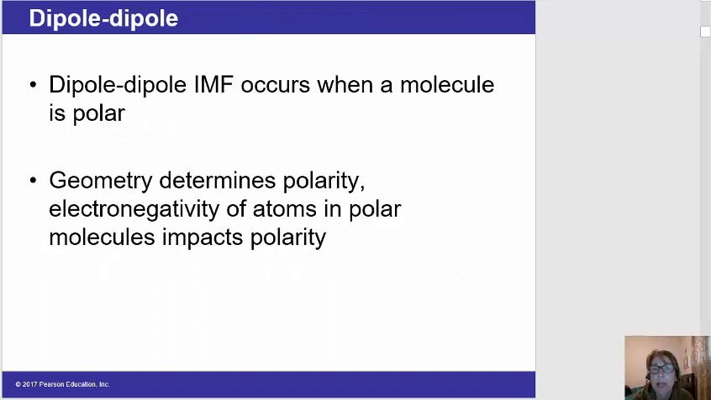The next strongest force is dipole-dipole, and that occurs whenever a molecule is polar. So if we remember back from our VSEPR days, geometry determines polarity. So we'll be looking for lone pairs of electrons. If something has lone pairs of electrons in its structure, then we will consider it to be polar. And if that molecule has electronegative atoms, then it's going to be even more polar. So as we look through this chapter, we'll just have to remember that oxygen is very polar because oxygen is in phenols and alcohols and in ethers.